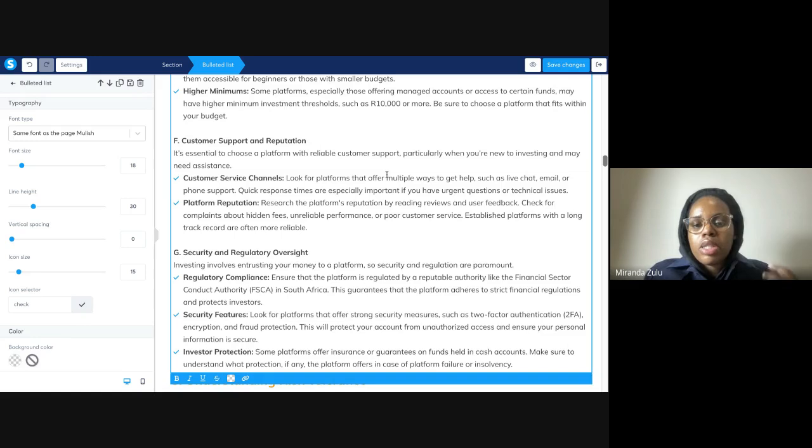And yes, every person's experience is different, but I think when you are doing your research on platforms, just see the common themes and the common issues that people are talking about. So for me, I started picking up that with Stash, people are complaining about not being able to withdraw, and it's not just one person, it's different people over a period of time.